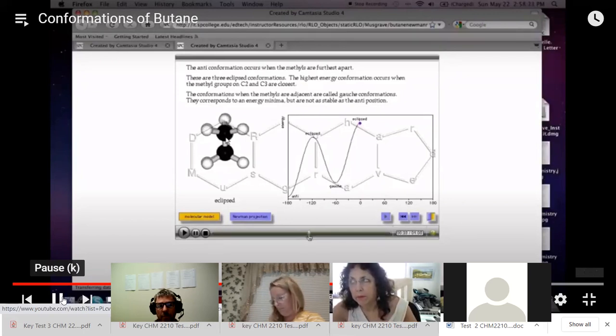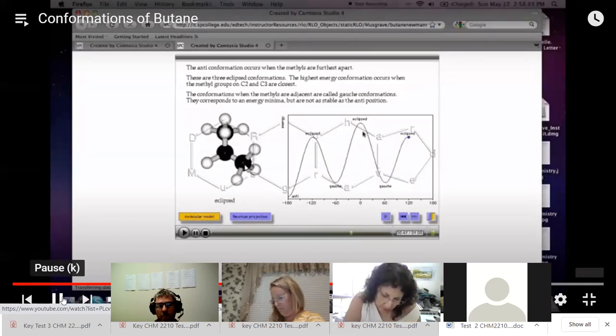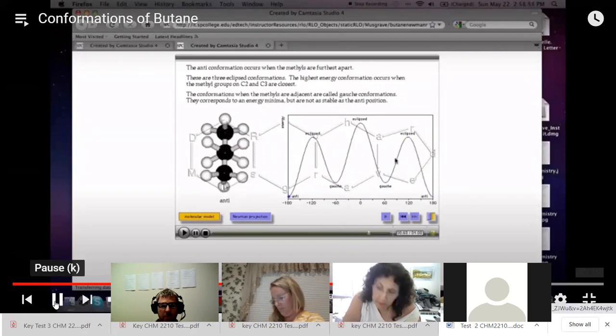We'll move it around another 60 degrees, and we're back to gauche again. This is the same energy as the one where the methyl group was over here. Move it around another 60 degrees, and we're going to end up at the same eclipsed conformation as we had earlier, except the methyl group's on this side. Move it back, and now we've got the anti. So this is what your energy profile is always going to look like.